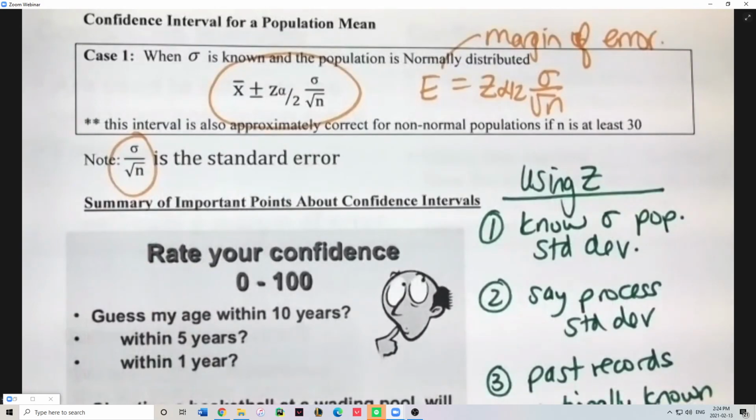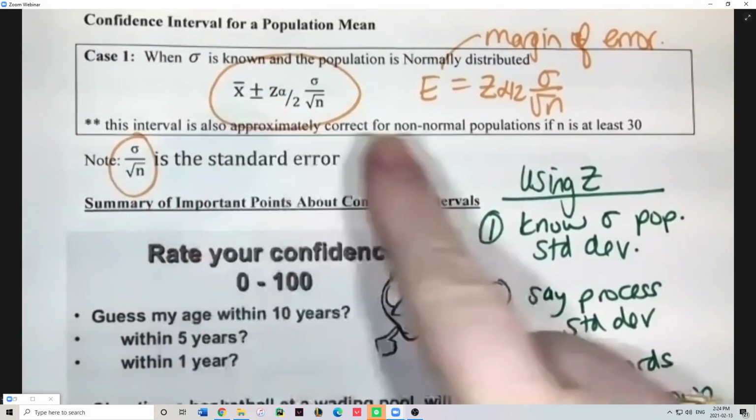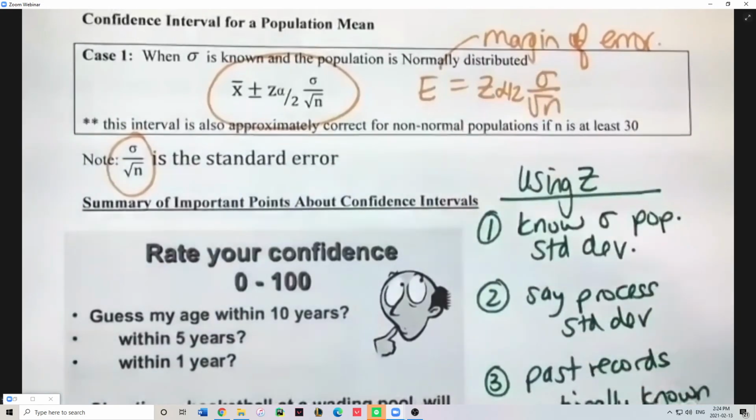If you're asked to find the standard error, you don't put the critical Z in. If you're asked to find the margin of error, then you do put the critical Z in.